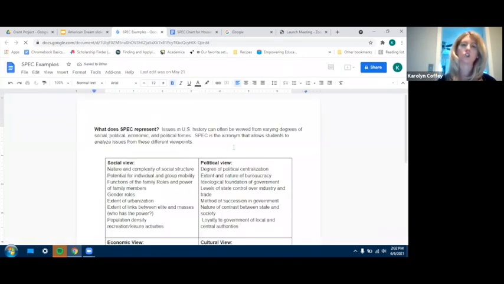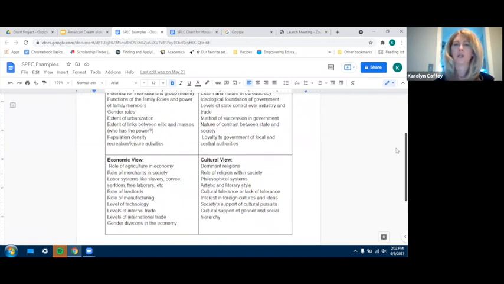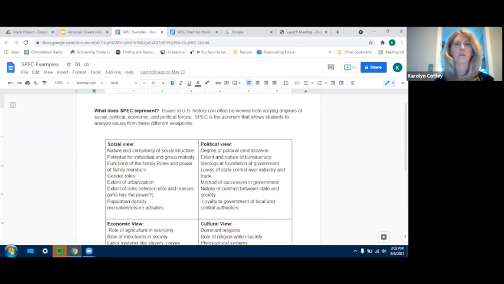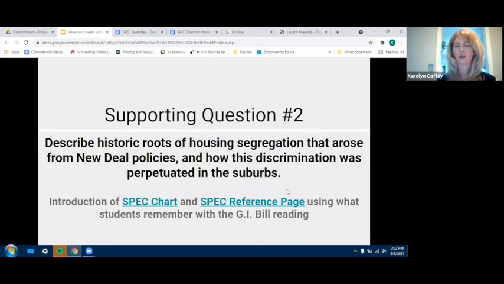So if they're not quite sure, is this an example of a social factor or political factor, they can use this reference sheet to determine which factor best applies to either that action, that person, that agency that will be reviewed within the unit on housing segregation.